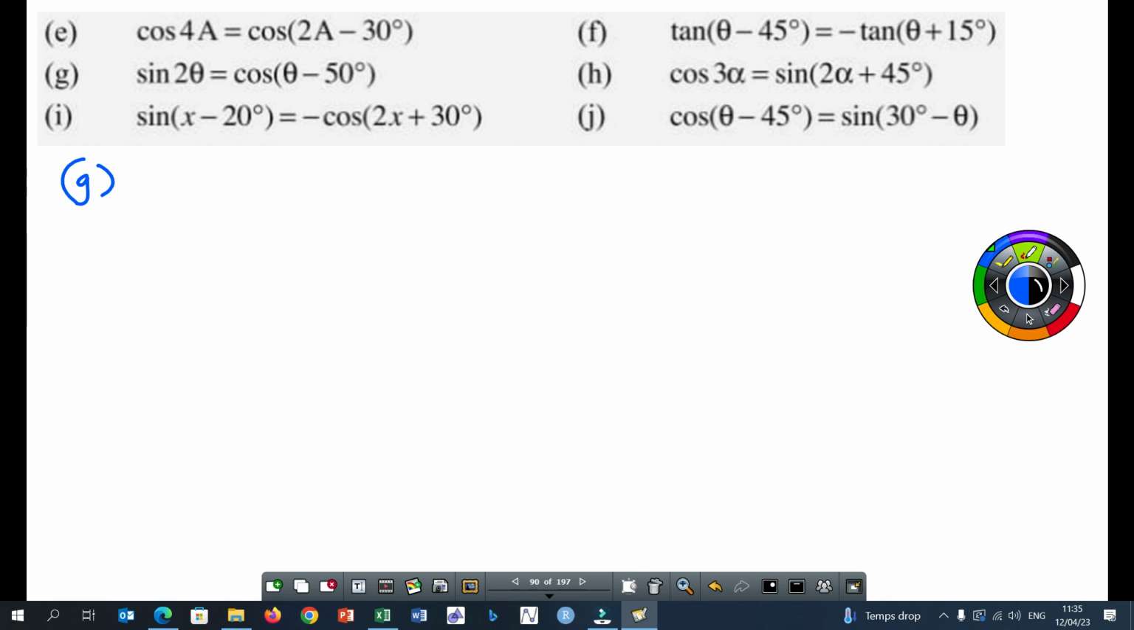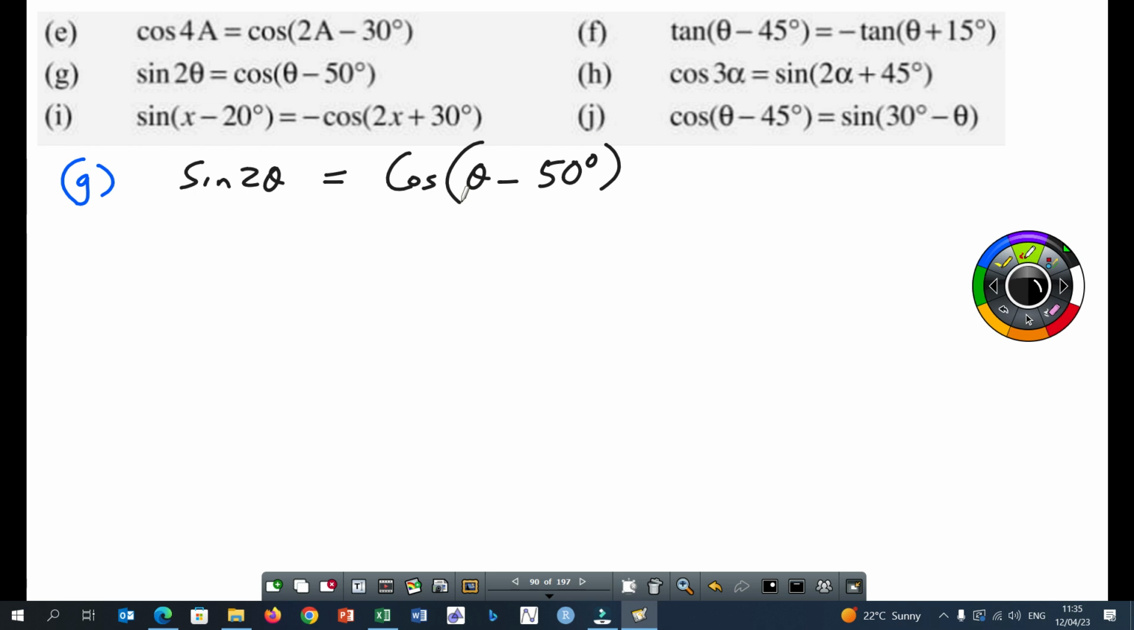Convert sine to cos, or cos to sine. Any of those two. Right, so today I'd like to change sine to cos. So I'm going to say sine 2 theta is equal to cos theta minus 50 degrees.